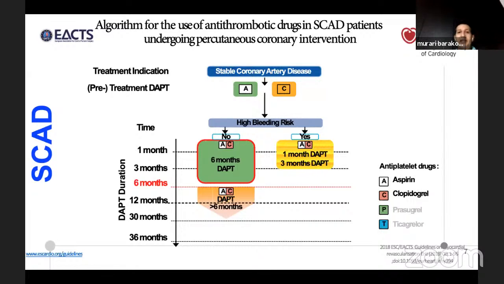The idea behind this is that most of the time we give dual antiplatelet therapy to prevent stent thrombosis and to prevent recurrent MI. And most of this occurs within the first month. With the current generation of stents, the current generation of technology we use in the treatment of coronary narrowing, there is not much need for dual antiplatelet therapy for a prolonged period.